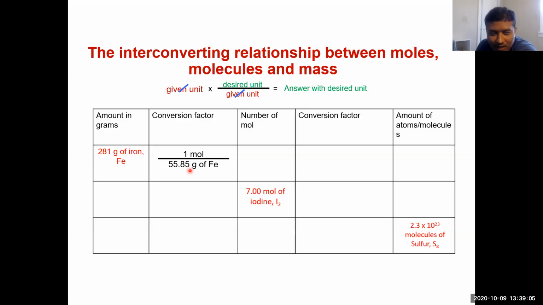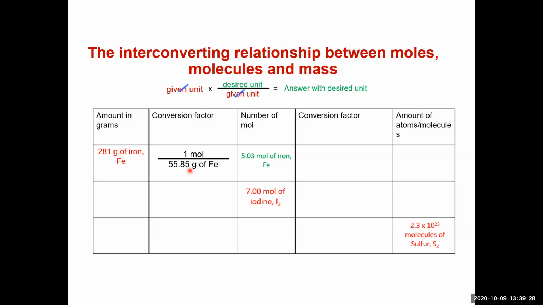So that's the conversion factor. If you cancel it, you will have 5 moles of iron. Now, can we convert these 5 moles of iron to the amount of atoms in this case? If so, how can we do that? It's multiplied by 6.022 times 10 to the 23 over 1 mole. If you multiply with 6.022, do you think you can cancel the moles?